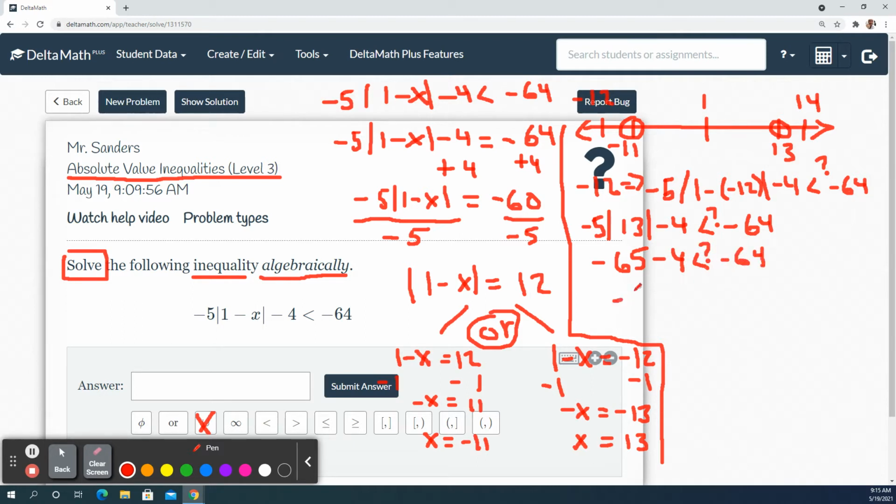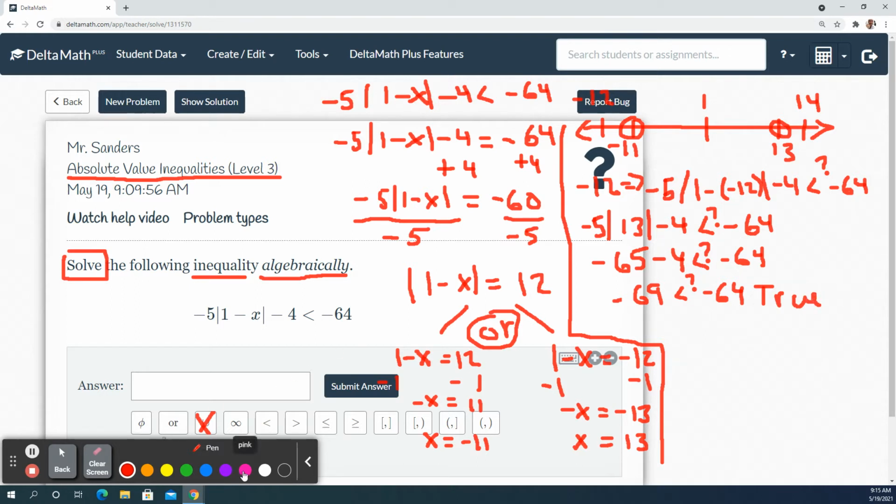And then that's going to be negative 69. Is that less than negative 64? And just be careful. Where would this be on a number line? So we're dealing with negatives. Negative 69 is smaller. It's a smaller number. It's closer to negative infinity than negative 64. So this is a true statement.